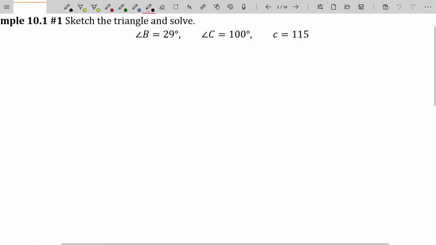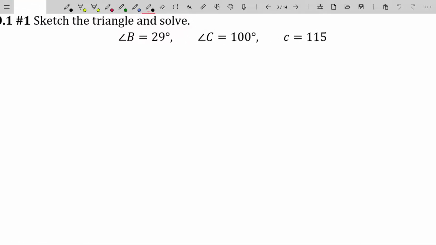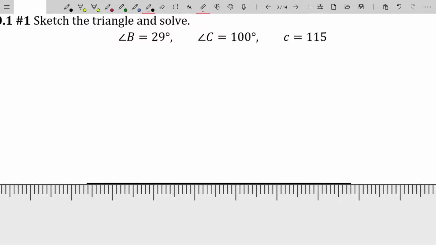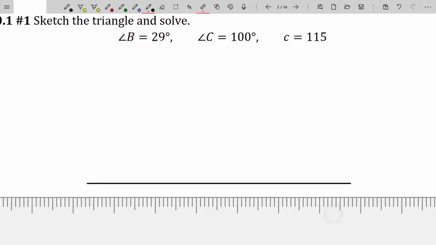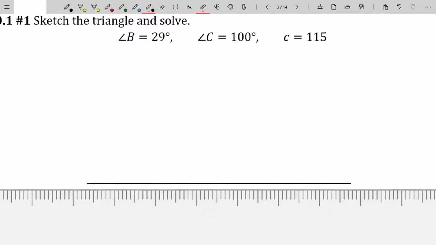So somebody will hand us information about a triangle, or they might even sketch a triangle for us, but more than likely they'll just hand us information about a triangle and tell us to sketch that triangle and then solve the triangle, which means find all the angles and all the missing sides. The first thing that I do is I actually just draw out a very long horizontal side, as you can see there.